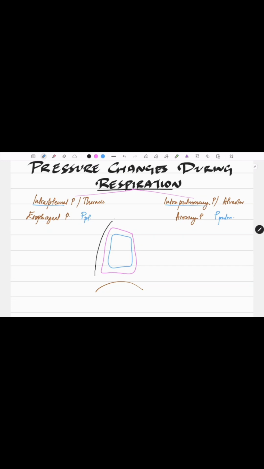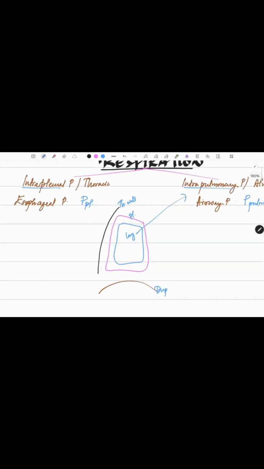As you can see, this is the thoracic wall, this is the pleura, then you have the lungs and the diaphragm. The pressure within the lungs is simply known as the intrapulmonary pressure. Now, the thoracic wall always has a tendency to recoil outwards. It always wants to expand, so its force is outwards, and the lung always wants to collapse inside. This makes a negative force within the pleura.